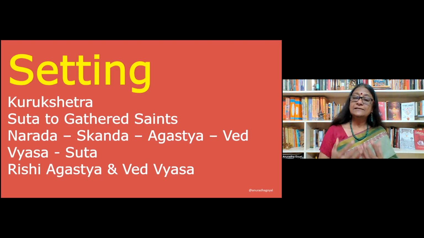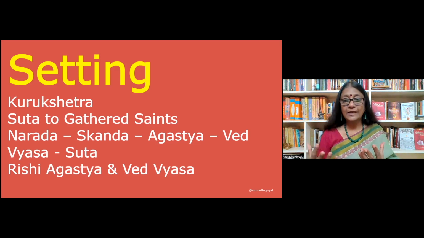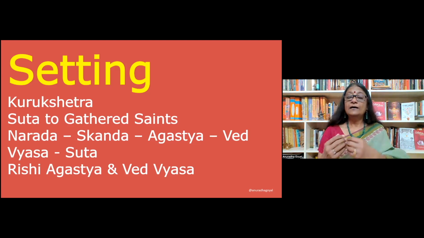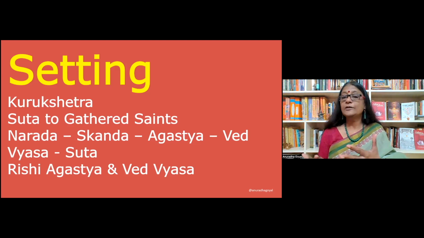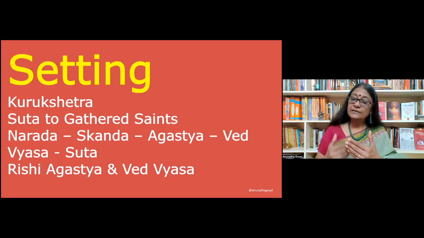So this is a dialogue between Suta, which is a very generic name for somebody who's talking, and the rest of the rishis. The rishis asked Suta, please tell us the glory of Ayodhya. So Suta tells them as he had heard from Vedavyasa, and Vedavyasa in turn had heard it from Rishi Agastya.